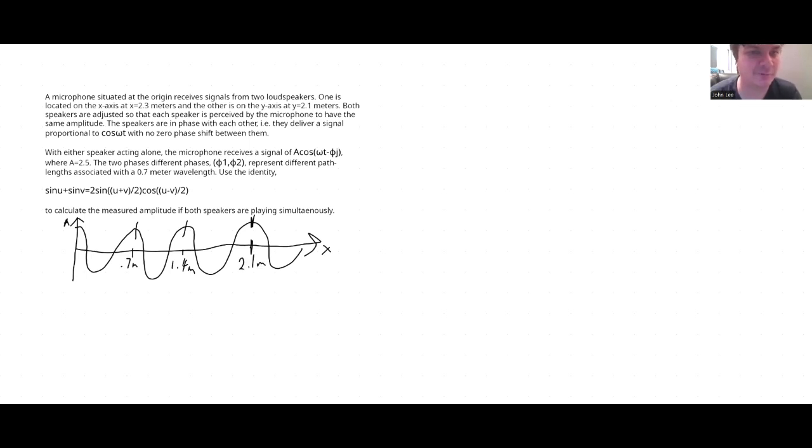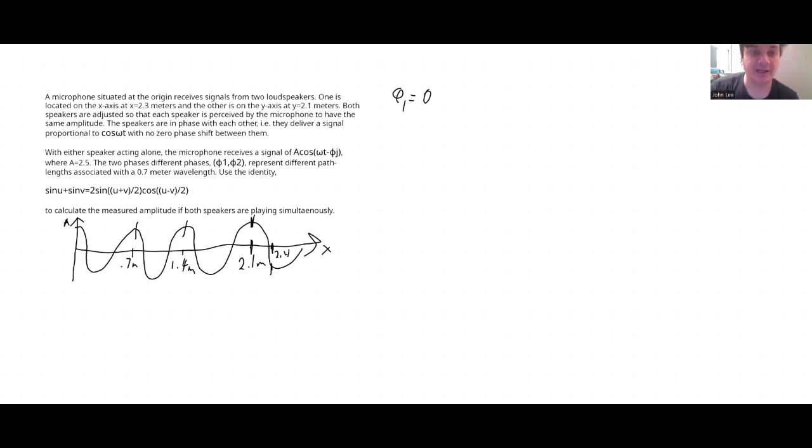So we automatically know that for the y-axis at 2.1 meters, it's exactly where the wave repeats, so there is no phase difference. So phi 1 is equal to 0. However, phi 2 is at 2.3 meters, which is going to be about here. And you'll see that this is some distance along the wave. It's some angle along the wave that it's starting out at.